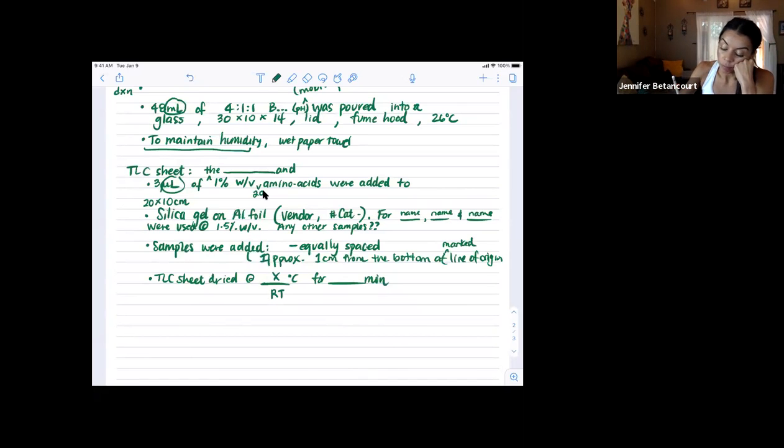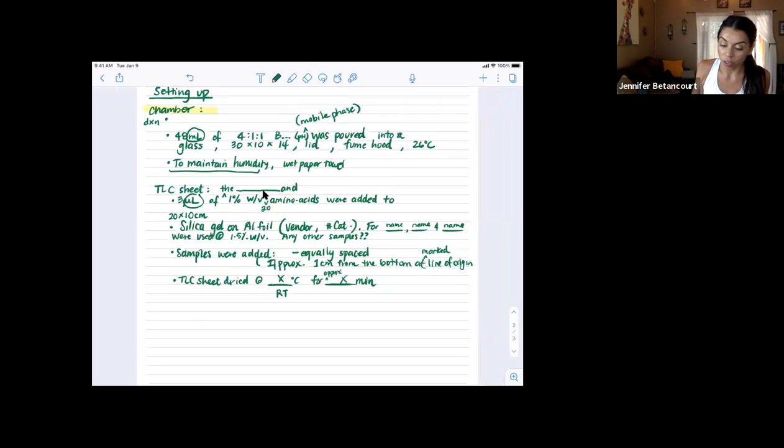And it doesn't have to be exact. So anytime you don't have an exact value, you write approximately. When you do have an exact value, you do not write exact, you just write the number. So maybe you need to write approximately X number of minutes. Now that sheet's dry, the chamber's already ready for us. We're good to go. We can go ahead and get started.